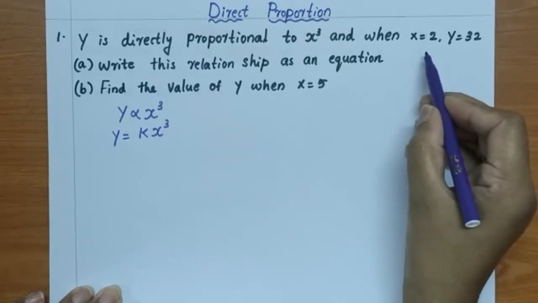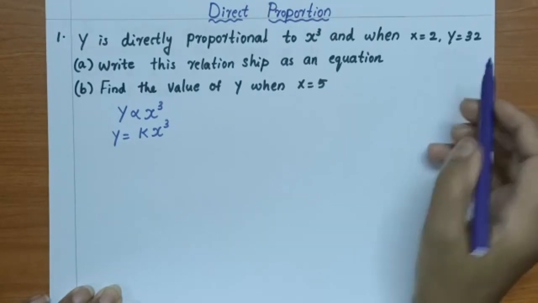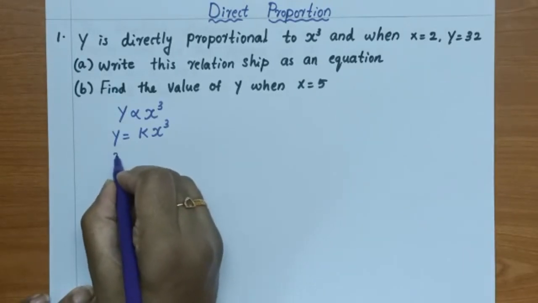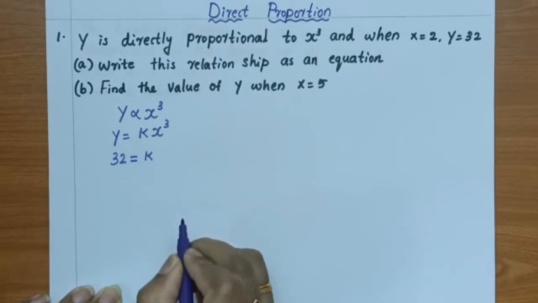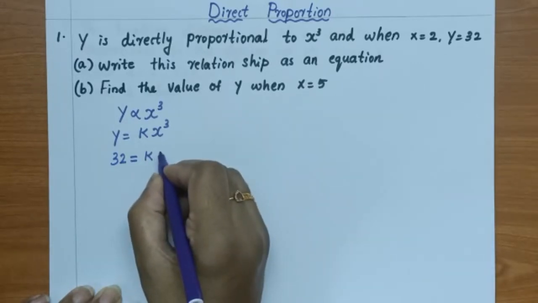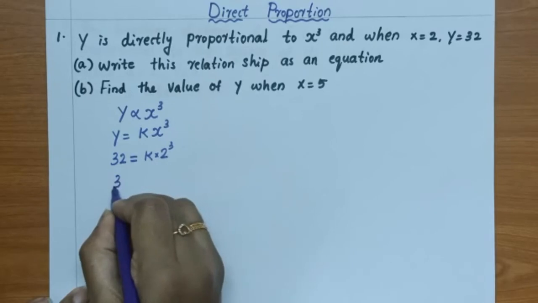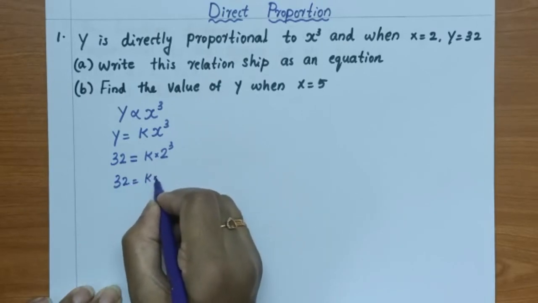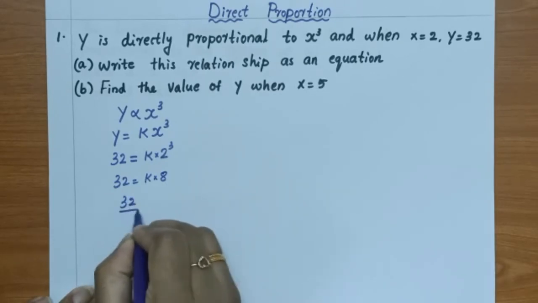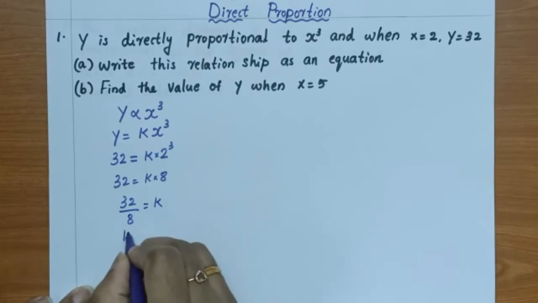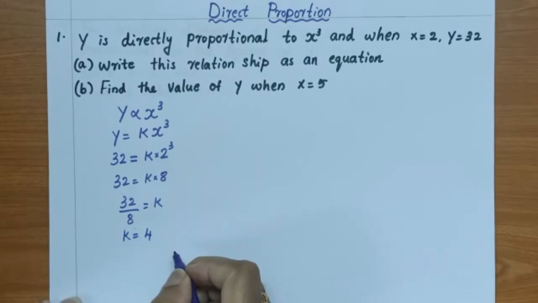Then when x equal to 2, y equal to 32. We can substitute the values of x and y in this. So y is 32, so we can write in the place of y, 32 equal to k x cube. x is 2, so x cube will be 2 cube. So 32 equal to k into 2 cube, which is 8. So for finding the value of k, 32 by 8 equal to k. So k equal to 32 by 8 will be 4. 8 4s are 32, so k equal to 4.